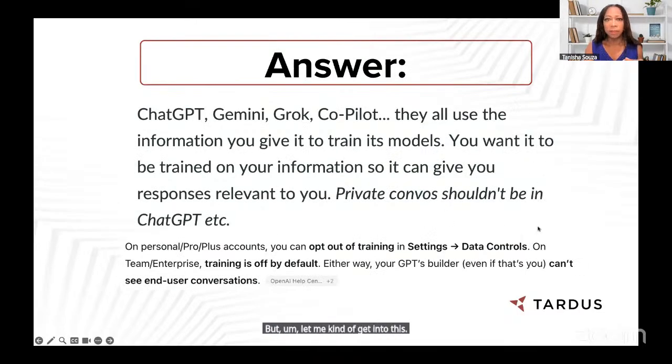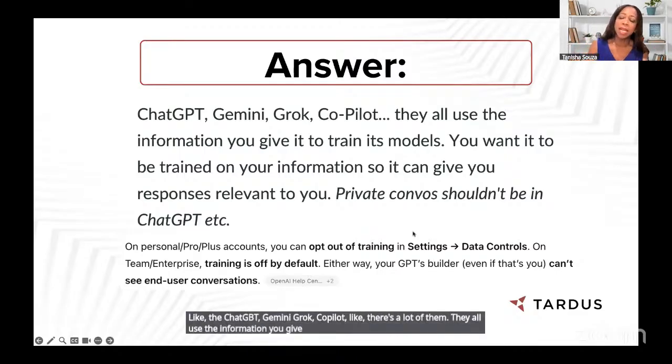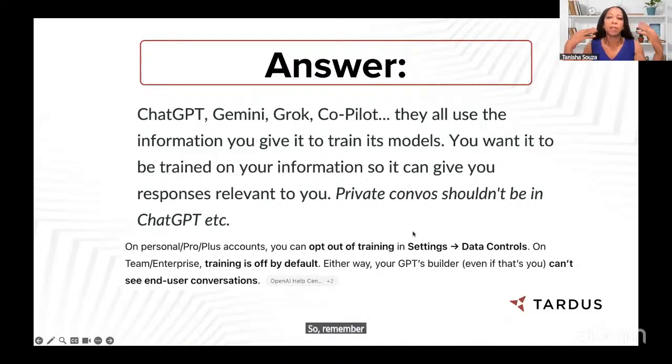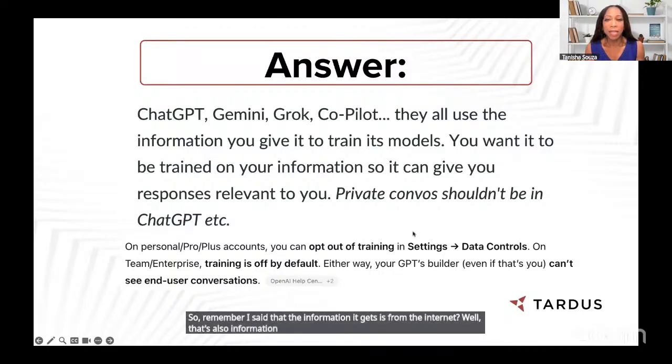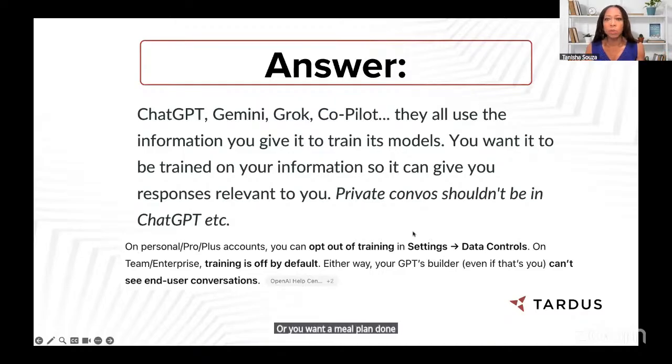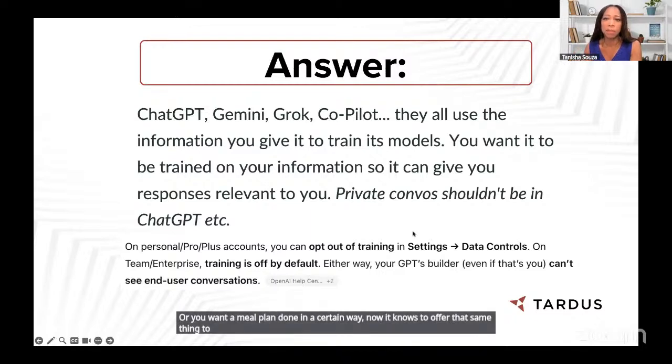All of the large language model AIs, like ChatGPT, Gemini, Grok, Copilot, there's a lot of them, they all use the information you give them to train their models. So remember I said that the information it gets is from the internet. Well, that's also information you're providing. So when you provide that information, say you're wanting a recipe or a meal plan done in a certain way, now it knows to offer that same thing to someone who's looking for something similar when they type that in. So that's what it means by training the models.